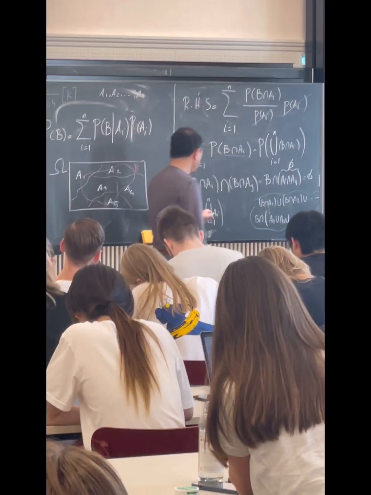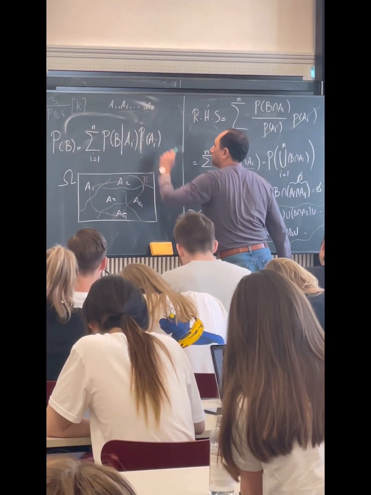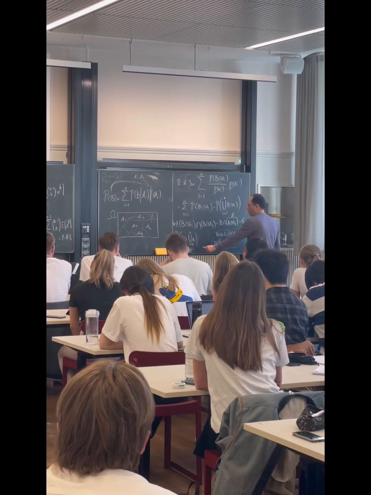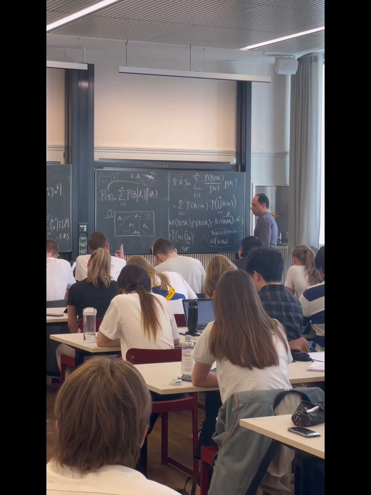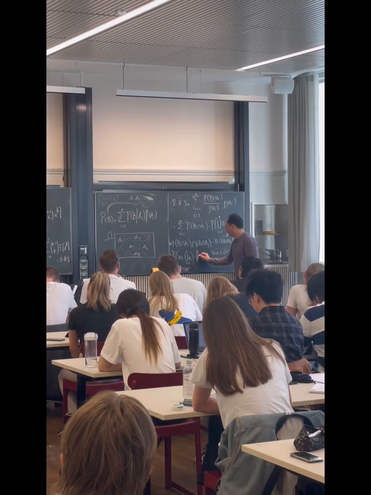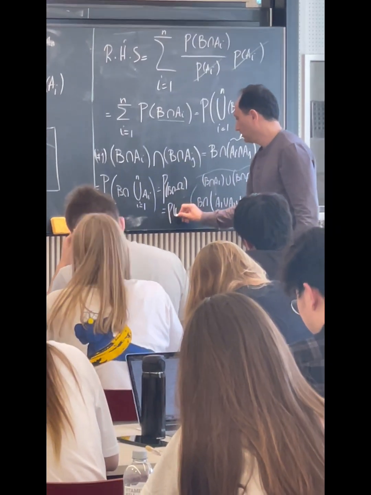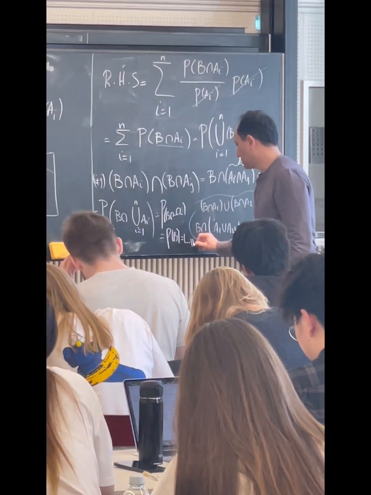So can you tell me what I should do now? Remember, I told you it's a partition. If it's a partition, you know something about this union, which is omega. So this becomes P of B ∩ omega, but B ∩ omega is B, and that is your left-hand side.